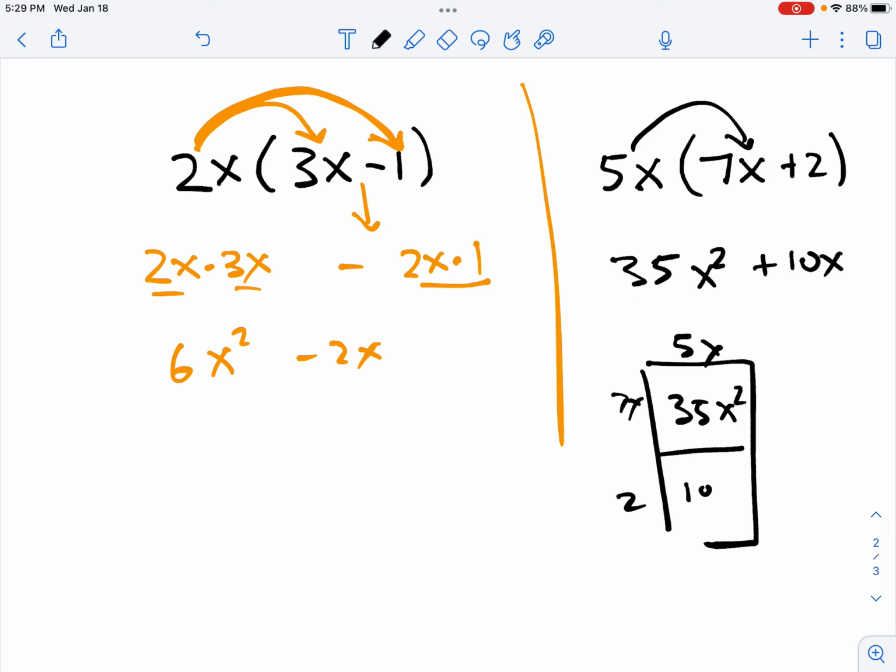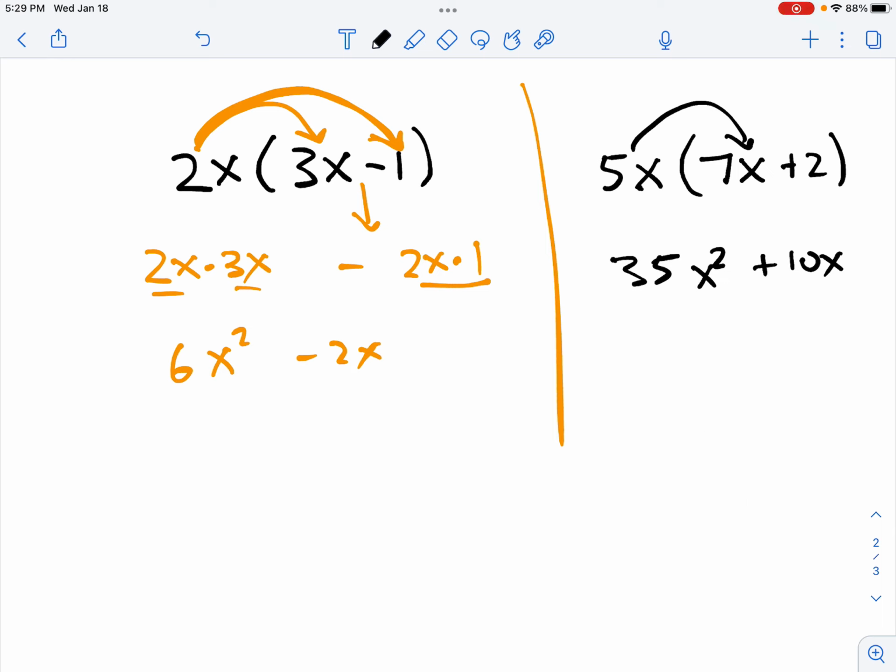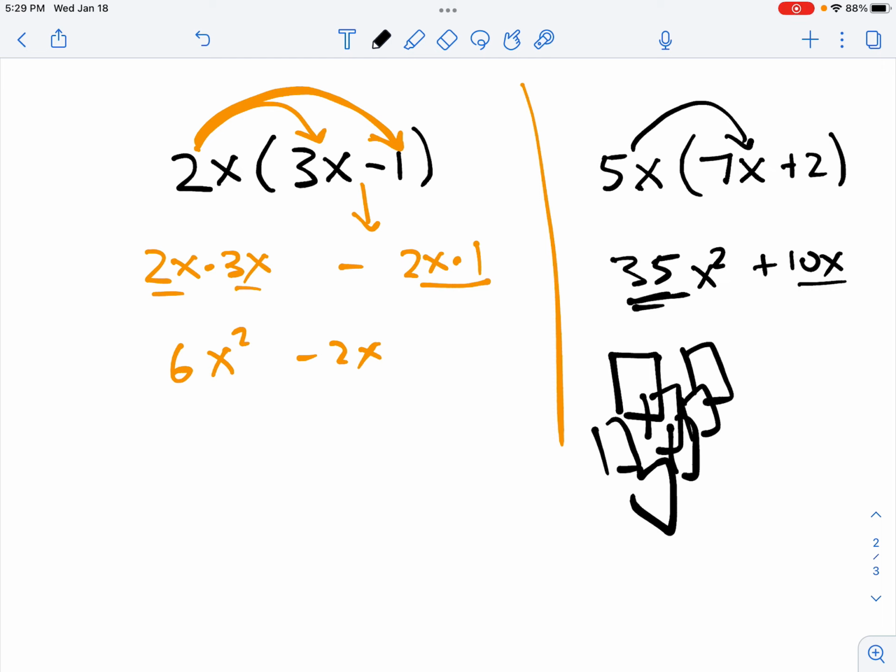Now, one thing you might be wondering is, can you combine those two things together, 35x squared and 10x, and make it something like, I don't know, 45x cubed? Well, it turns out you can't. And the reason why you can't is this. In x squared, imagine this as a square. Now, 35 squares means I've got a whole bunch of squares all over this. I've got 35 of them.